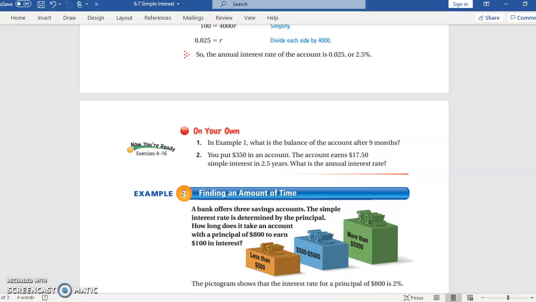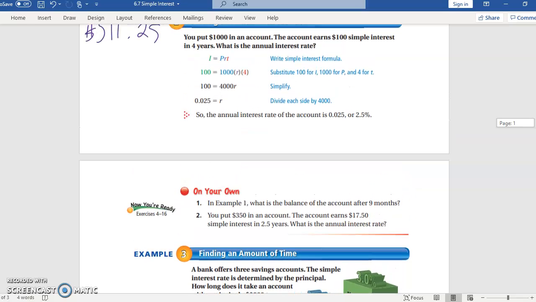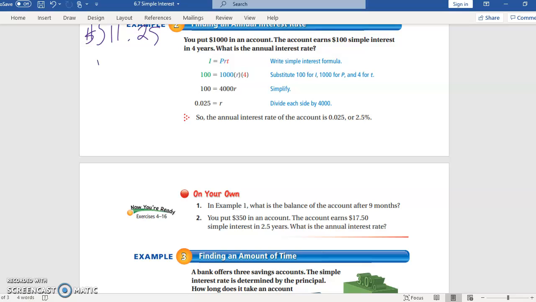All right, so we're going to go ahead and, again, start with our equation. I'm struggling at finding room. Maybe I'll back up here, and we'll just do it right here. I = PRT. So we know that we're going to put $350 in an account, so that's going to be my P. And then we know that it's going to earn $17.50 interest, so that's going to go for my I.